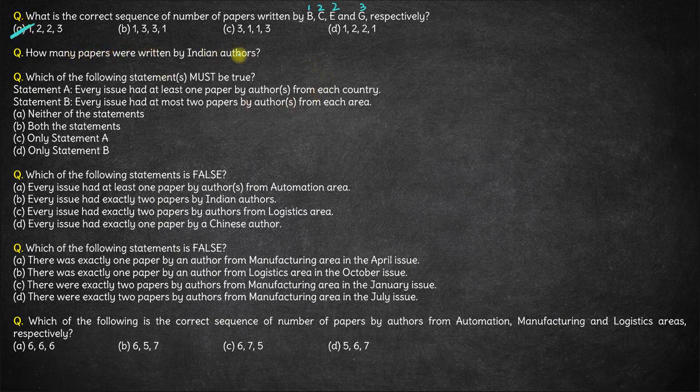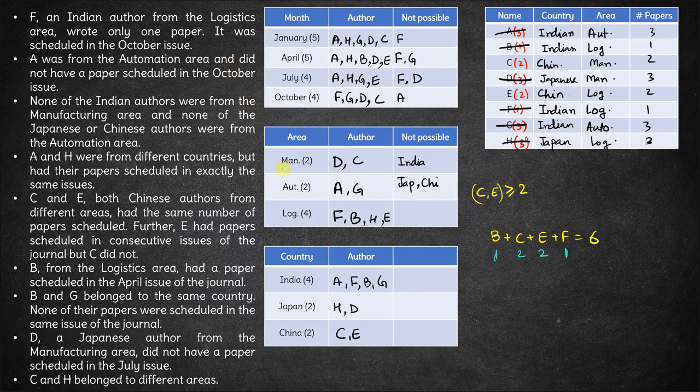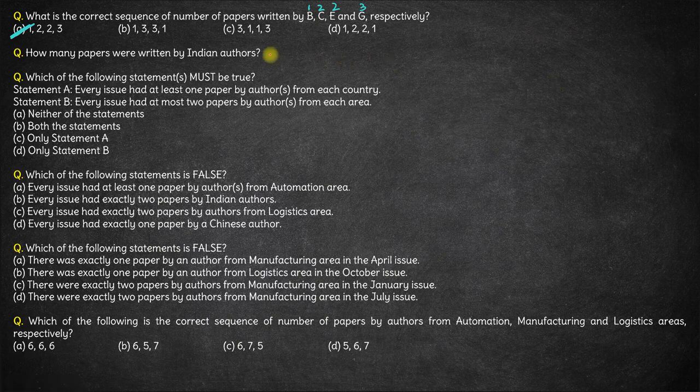Next question is, how many papers were written by Indian authors? So who are the Indian authors? A, F, B and G. So A writes 3 papers, F writes 1. Okay, so let's figure out. This is Indian 3 plus 1 is 4, plus 1 is 5, plus 3 is 8. So the number of papers written by Indian authors is 8. This is a theta question. 8 is the right answer.